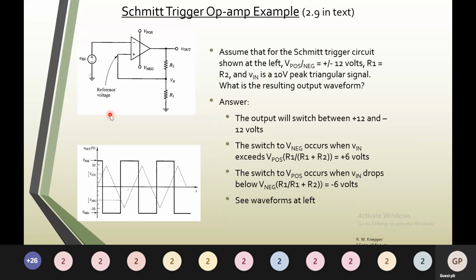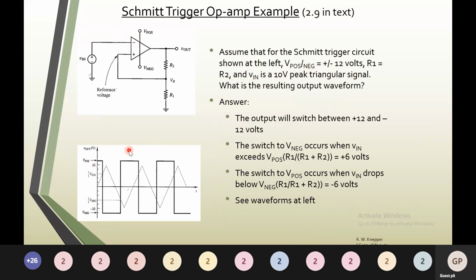We'll see an example for the Schmitt trigger. Just see, everything is given. The saturation voltage plus V sat and minus V sat is plus or minus 12. R1 is equal to R2 and the input voltage is a 10 volts peak triangular signal. What is the resulting output? So what will be the output of a Schmitt trigger? It will be switching between plus 12 volts and minus 12 volts, that is plus V sat and minus V sat. So the output is again only saturation points.